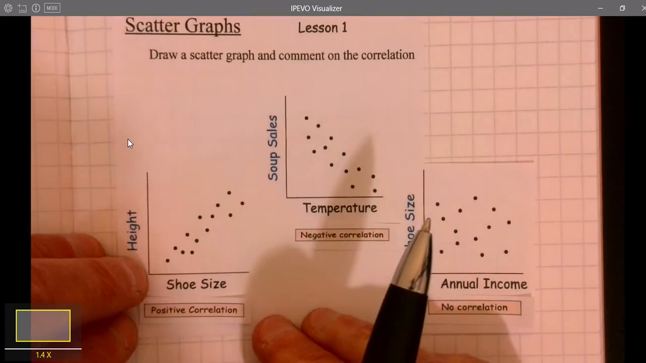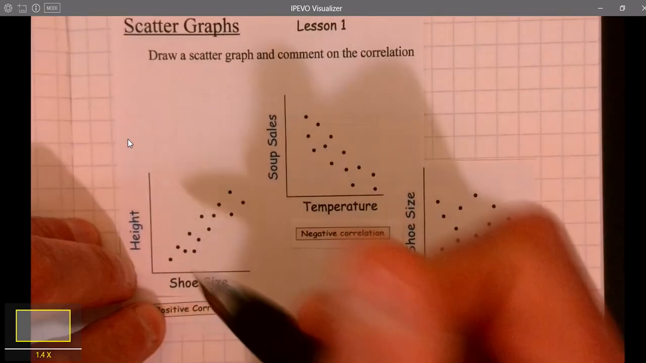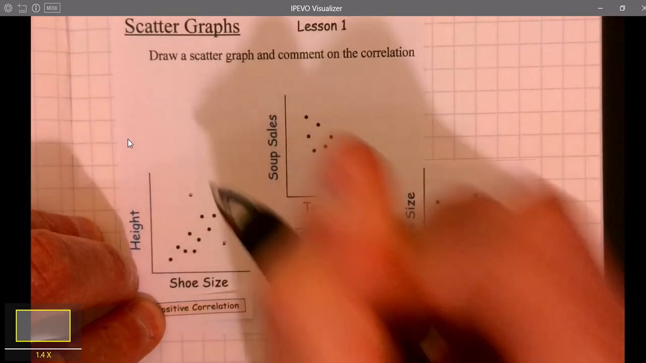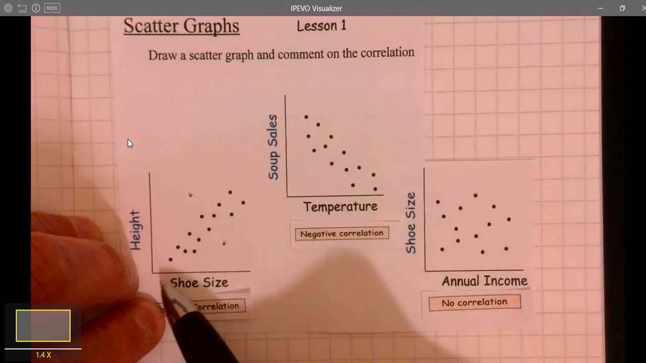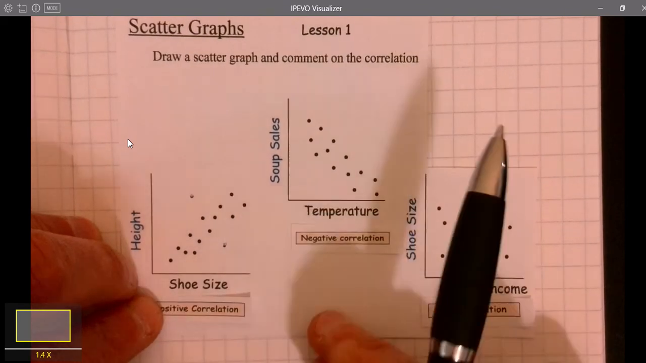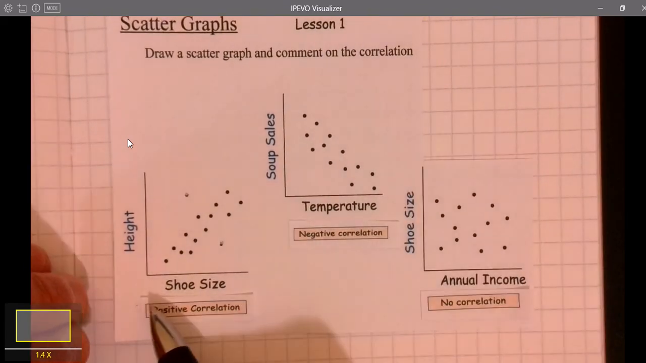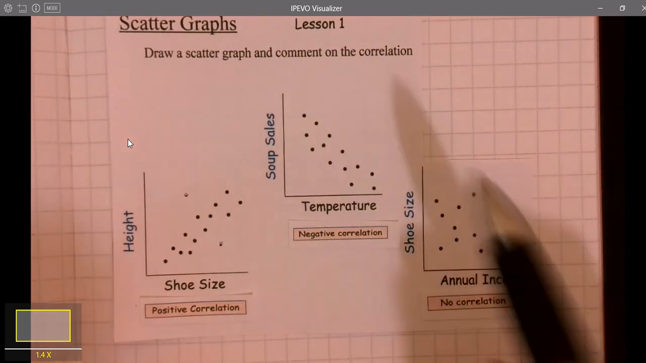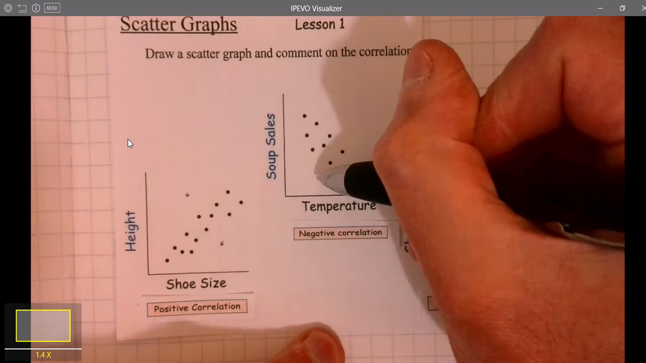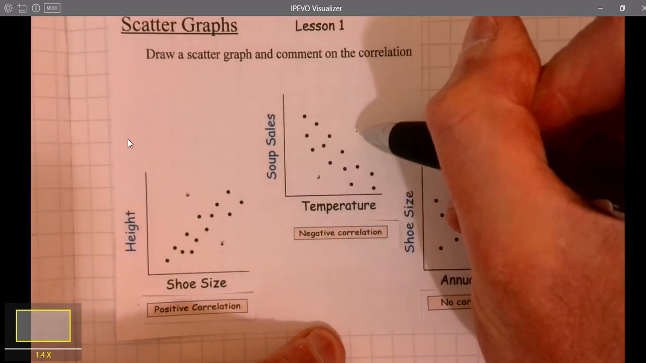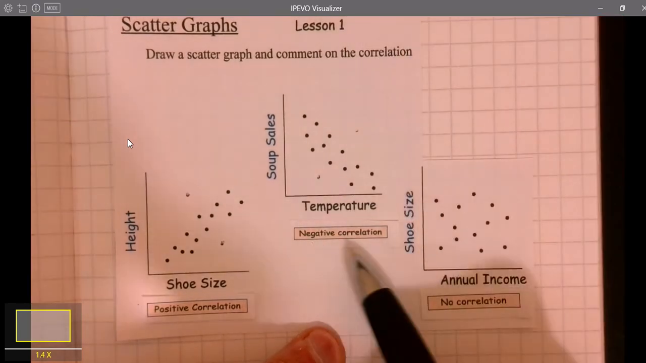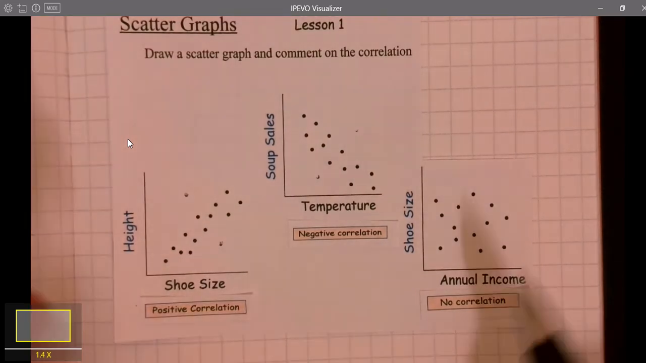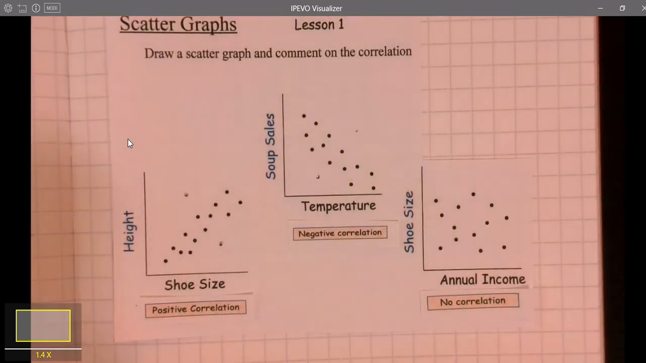If I were to put an extra couple of points on here, let's say a point there and there, it's still quite strong. It's still a positive correlation, but I might put in front of it a weak positive correlation. The same with this one over here. If I just added a couple of points to it, I might then say that's a weak negative correlation.